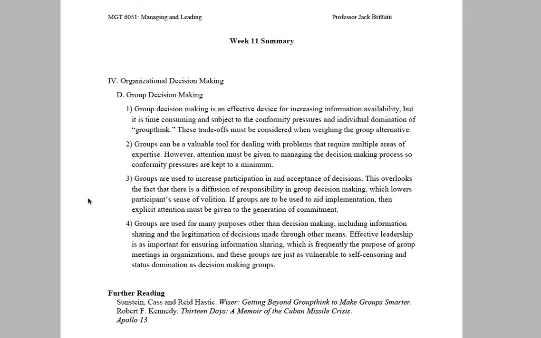This week's organizational decision-making topic was focused on group decision-making. Organizations, both for-profit and not-for-profit, make extensive use of group decision-making. It's a mechanism for overcoming the bounded rationality of individual decision makers. Put multiple brains together to, we hope, make a better decision, bring more perspective, more experience, more wisdom to the decision process. And then group processes are also used extensively for information sharing in almost all organizations.